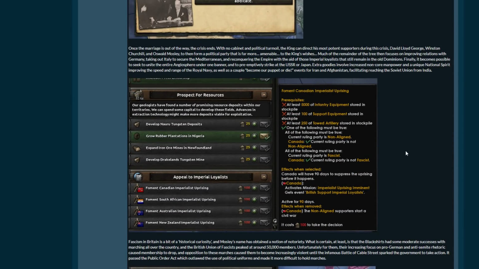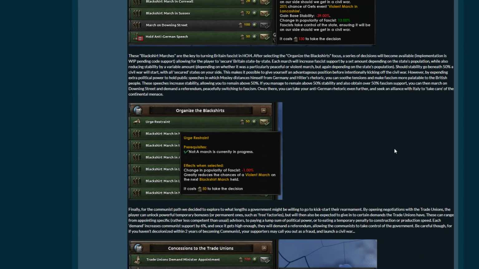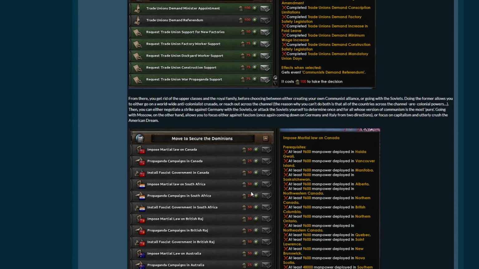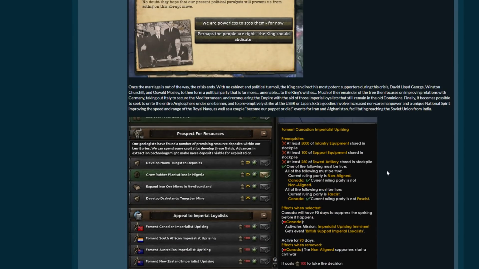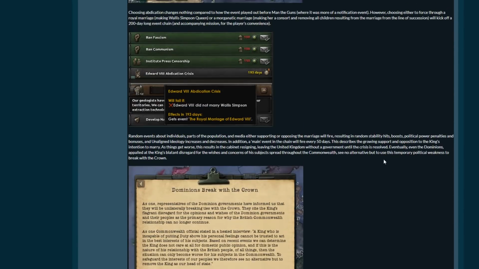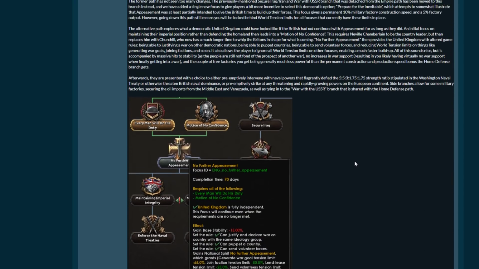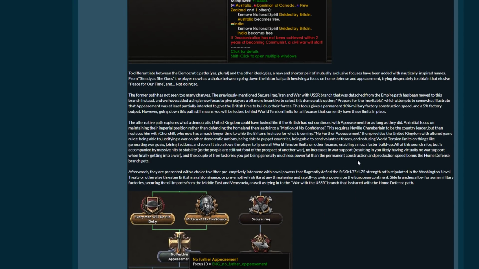Maybe if they added more options with decisions that were generic options you could work with your puppets, other than these that are unique to the UK, that would be pretty damn sweet. Pretty damn sweet.